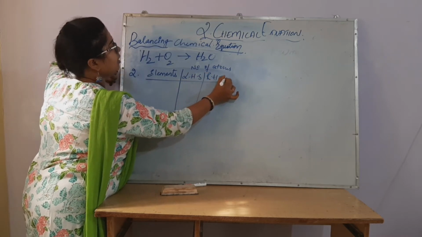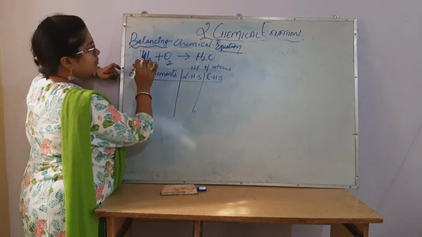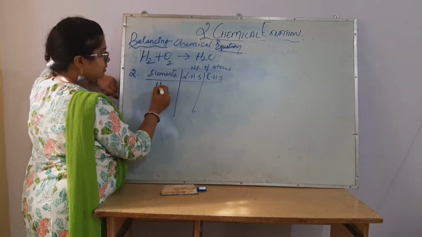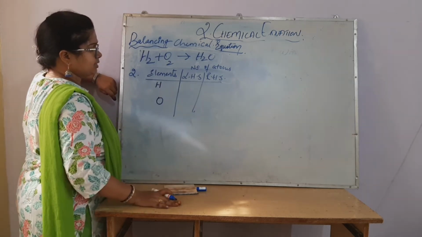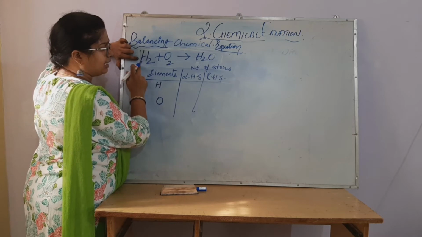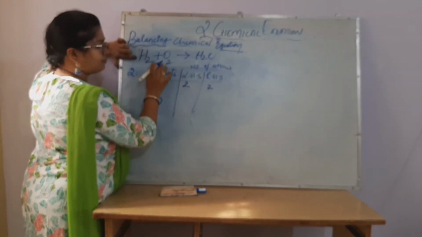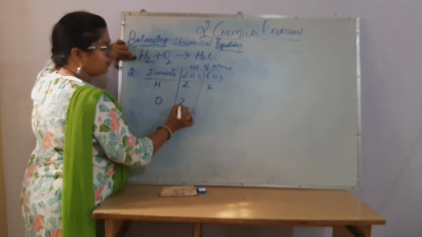LHS, RHS. What are the elements here? Only two elements, H and O. Done. How many atoms are there here? On the right hand side, H is 2. Here 2. No problem. Here oxygen is 2.